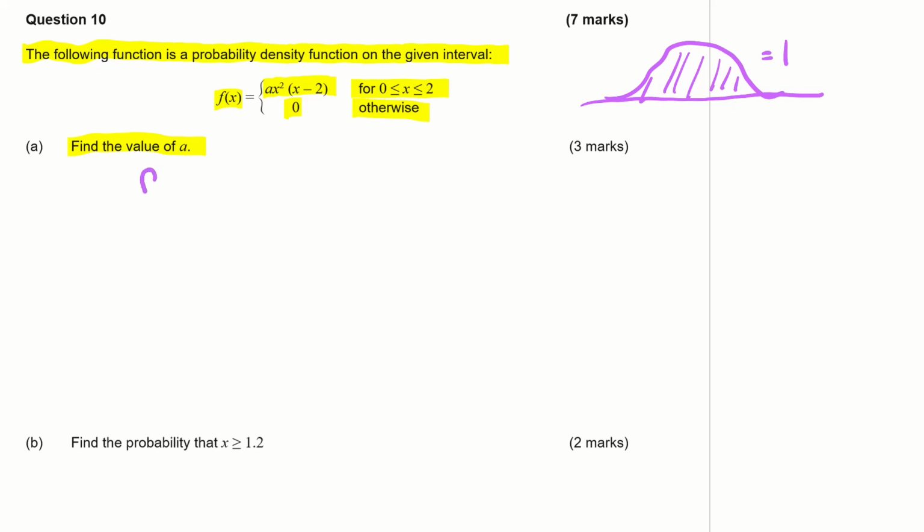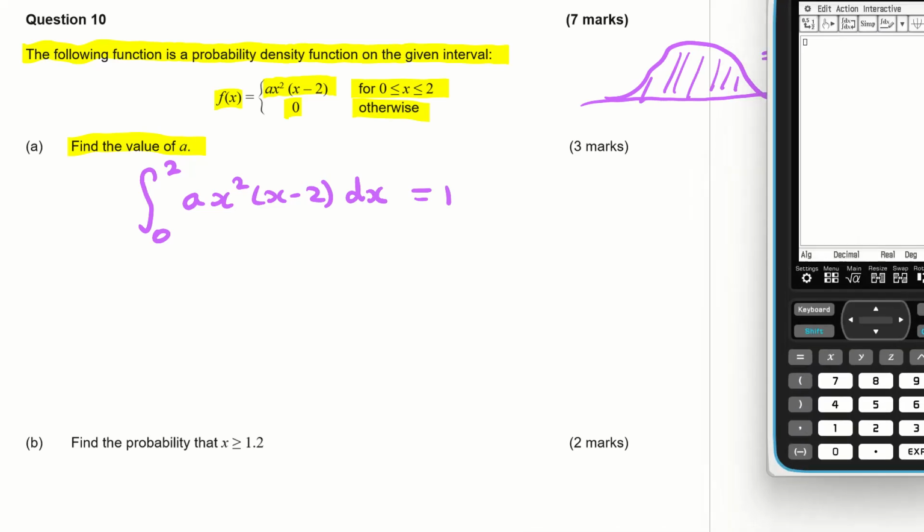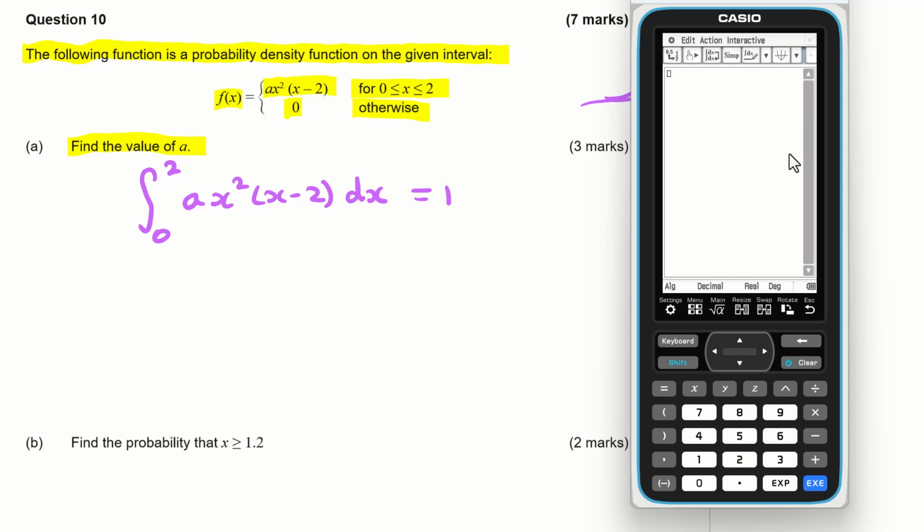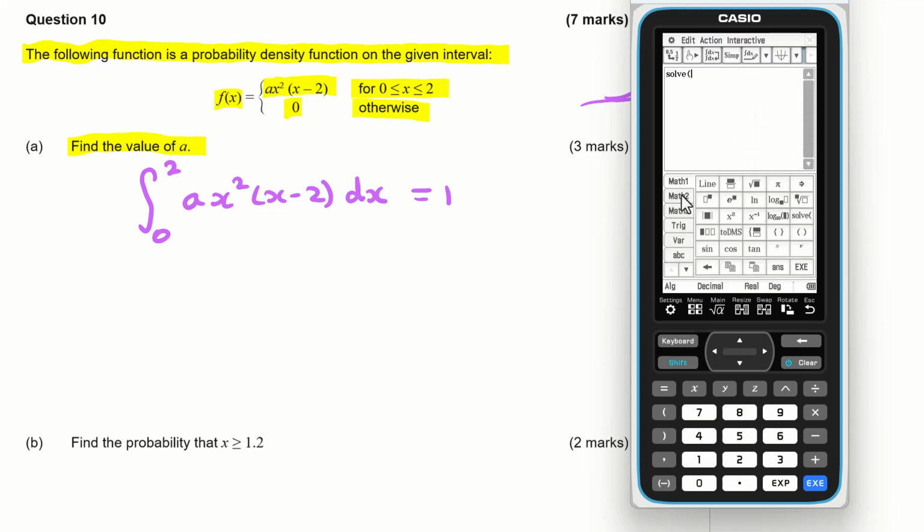So if we do the integral from 0 to 2 of ax squared (x minus 2) dx and put that equal to 1, you can just simply solve that on the ClassPad. Now, I'm not going to do ClassPad for every single thing that we go through in this paper, but this one's worthwhile. So we're going to go Action, Advanced, Solve, and then we've got our integrals on Math 2.